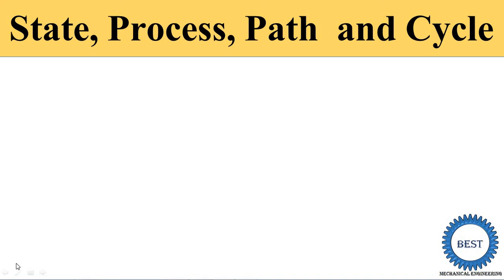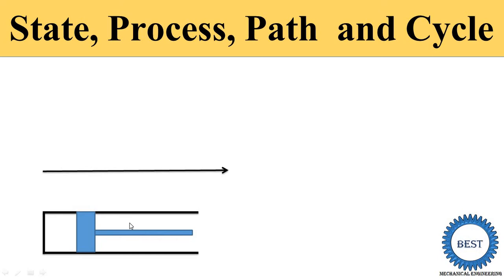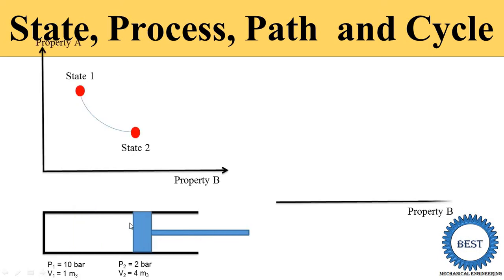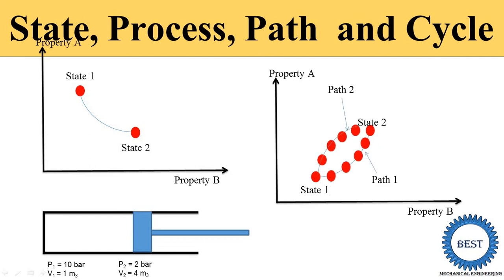In this video, I explain the definition of state, process, path and cycles by using this property graph as well as different examples of the piston cylinder arrangement, so you can easily understand it. So first we understand the definition of state, and after that we take examples of the state.